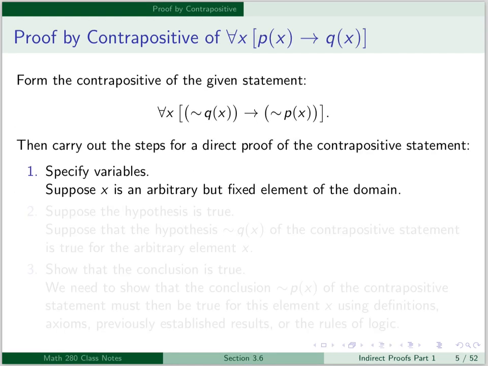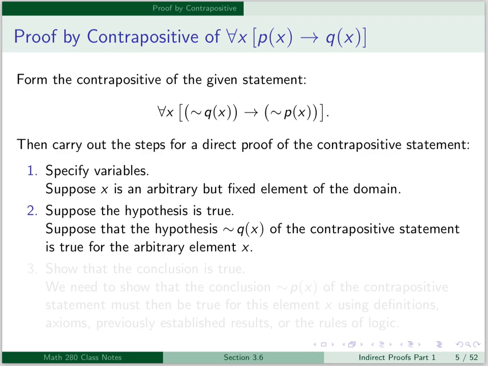Here's the procedure for a proof by contrapositive of a statement of the form for all x, p of x implies q of x. We first form the contrapositive of the given statement. So for the contrapositive, we flip the hypothesis and conclusion and negate them so that we obtain for all x, not q of x implies not p of x. We then carry out the steps for a direct proof of this contrapositive statement. So our first step is to specify our variables. We suppose x is an arbitrary but fixed element of our domain.